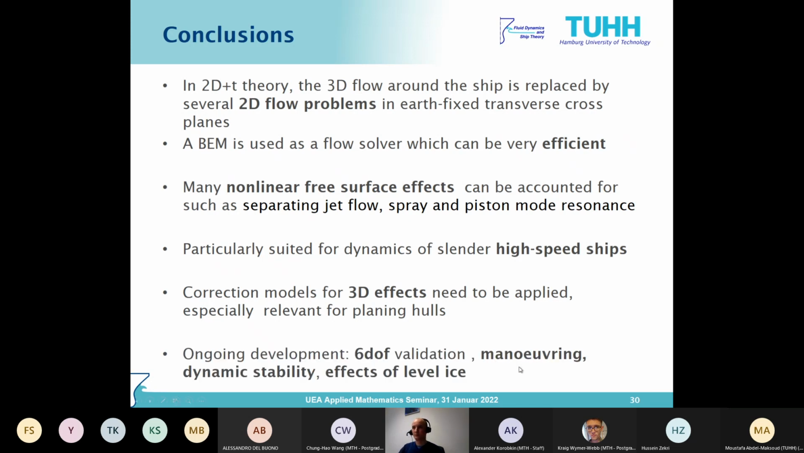Ongoing developments are validation for all 6 degrees of freedom. We are looking into maneuvering. We want to look deeper into dynamic stability. And most recently, we're also looking into the effects of level ice.